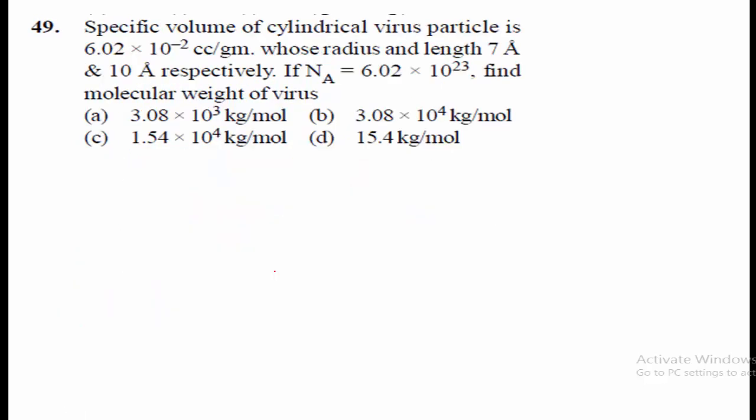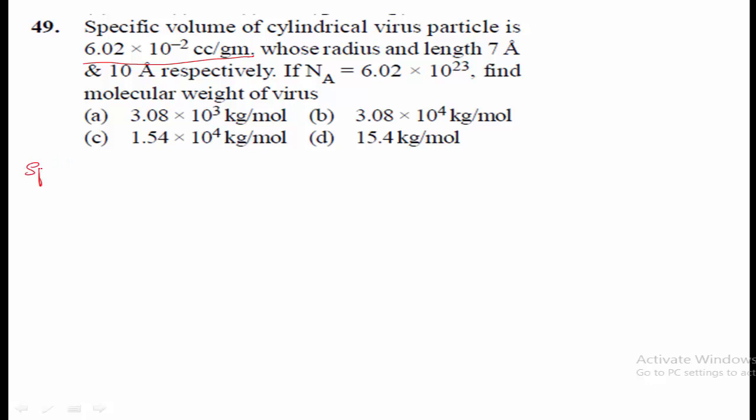49th question. Specific volume of cylindrical virus particle is 6.02 into 10 raised to minus 2 cubic centimeter per gram, whose radius and length are 7 angstrom and 10 angstrom respectively. If Na, that is Avogadro number, is equal to 6.02 into 10 raised to 23, find the molecular weight of virus. So here you need to find the molecular weight of virus. Before that, first write down what they have given.